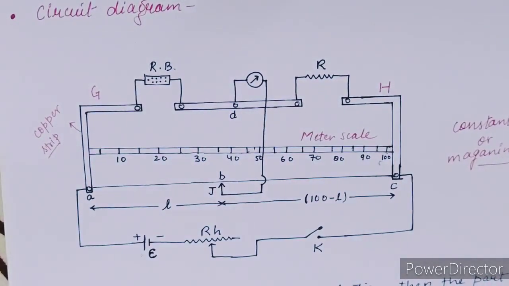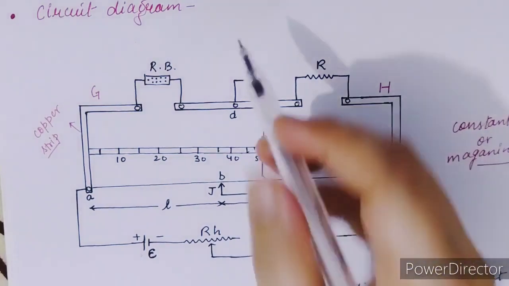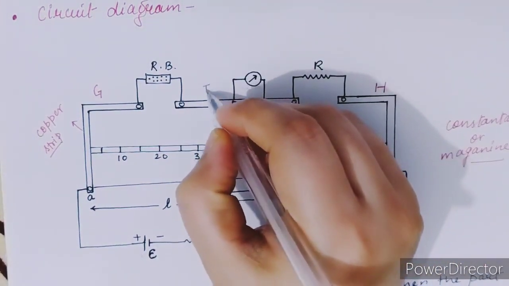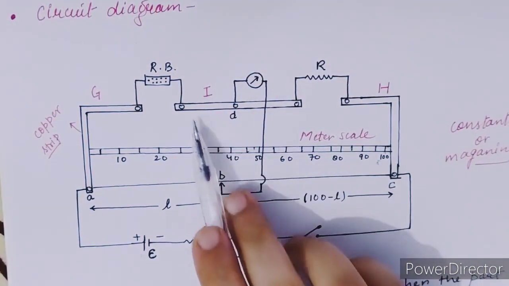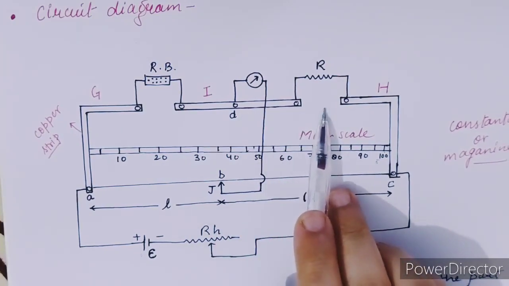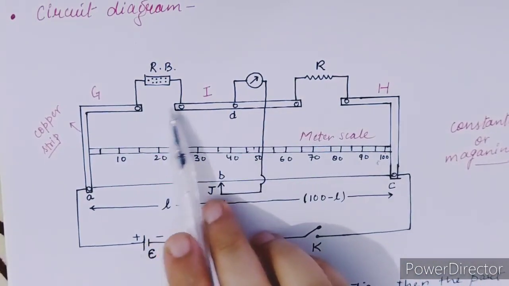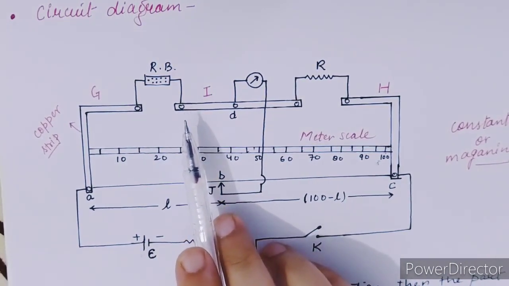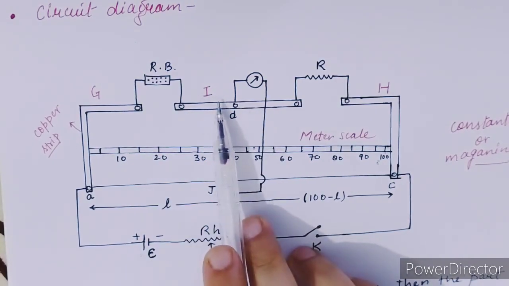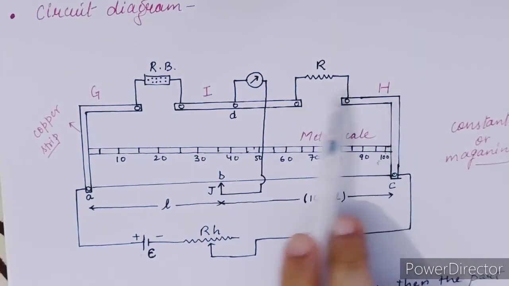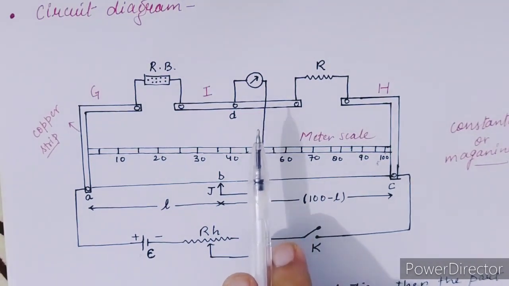Okay, now there is one more copper strip. We give this copper strip the name I. The copper strip I is also placed between the strips J and H. You have to maintain a proper gap between all these strips, meaning between G and I and between H and I. You have to create a proper gap.